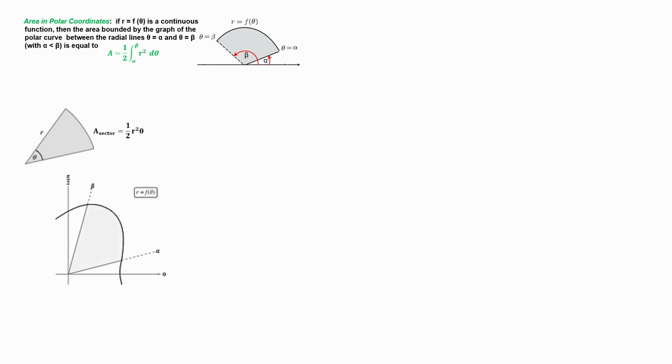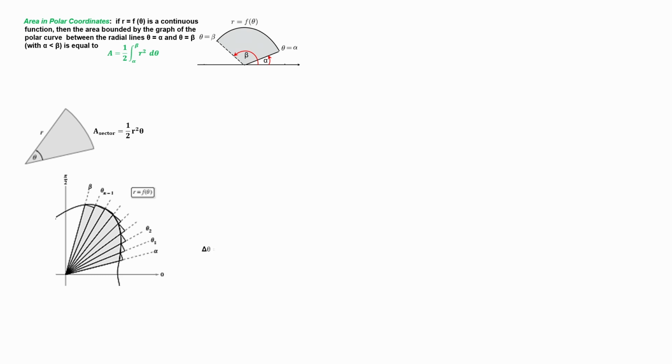Why does this work? We need to use the formula for the area of a sector of a circle. Consider the area enclosed by the polar curve defined by the equation r equals f of theta and the rays theta equals alpha and theta equals beta. To find the area of this region, partition the interval [alpha, beta] into n equal subintervals delta theta.